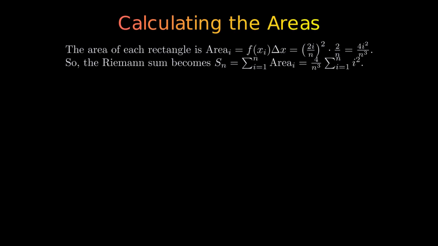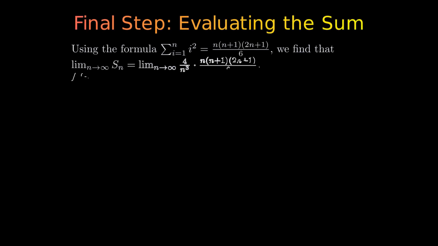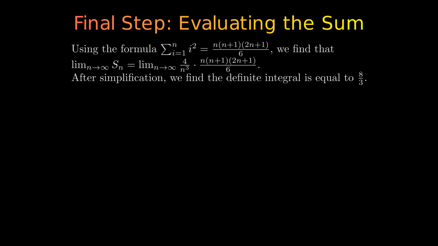Calculating the areas of the rectangles involves determining the area of each rectangle and summing these areas to obtain the Riemann sum. This summation process helps us estimate the total area under the curve by adding the areas of all the rectangles formed using the right endpoints.